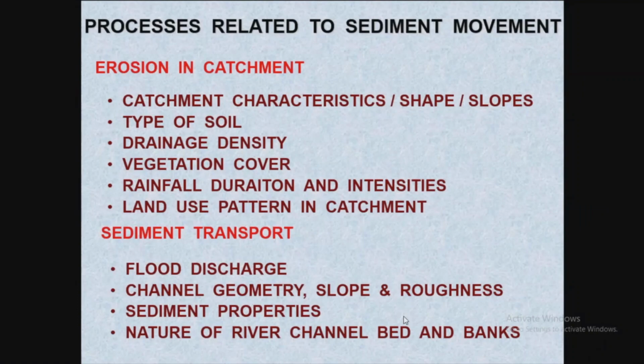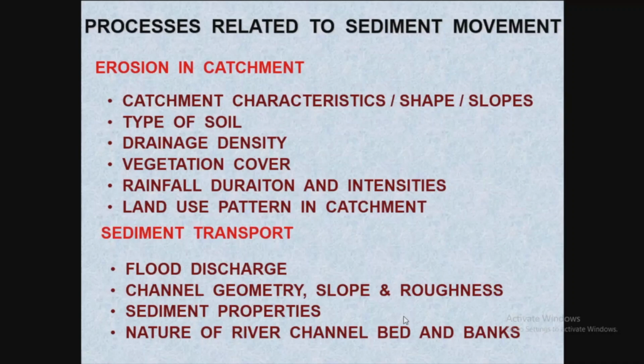Now, the processes related to sediment movement. I have already explained that erosion in the catchment and sediment transport are the two processes. First is sheet erosion from the catchment. It will come according to drainage density, vegetation cover, rainfall duration and intensities, and the land use pattern, whether it is a farm field or a pakka field with concrete construction, or a pavement or a parking area. How much sediment will come depends very much on that. If it is a pakka area, no sediment will come, but if it is loose soil, a lot of sediment will come.